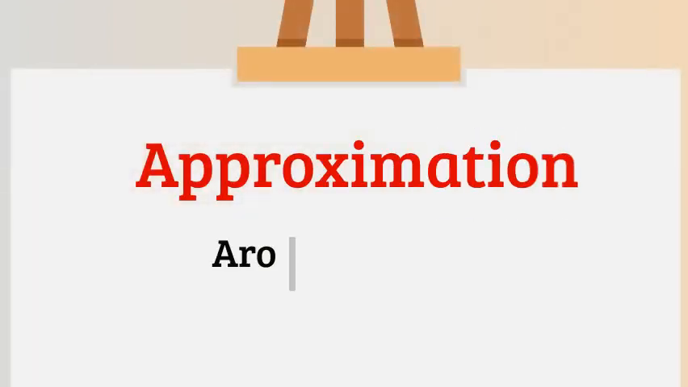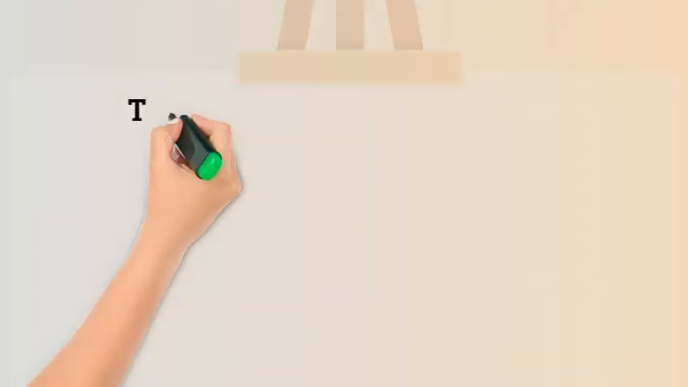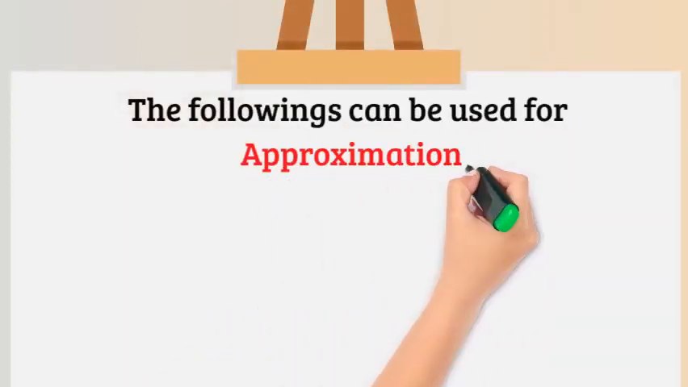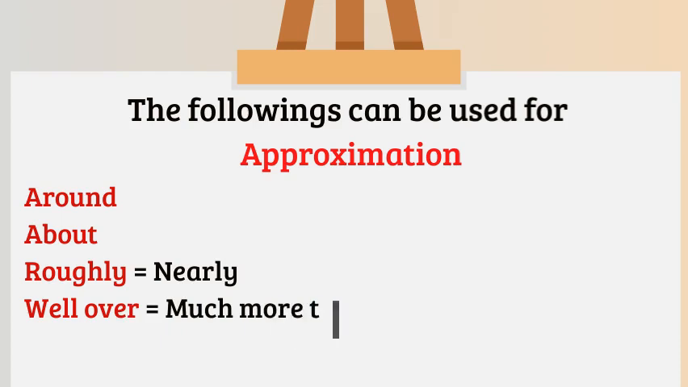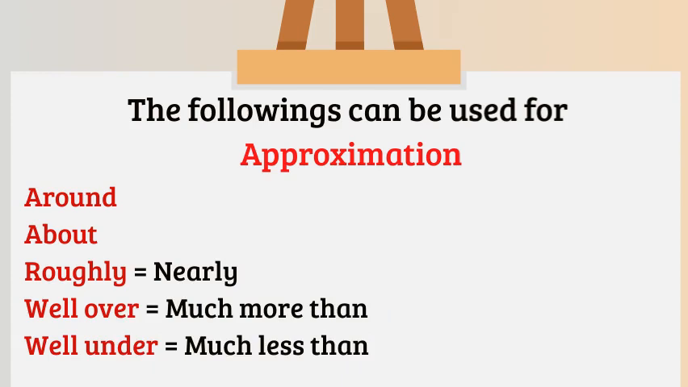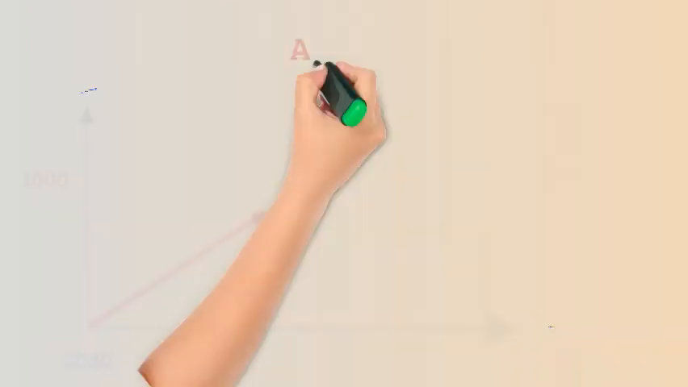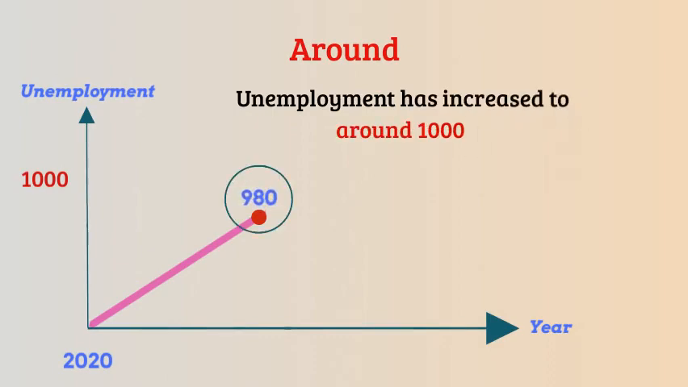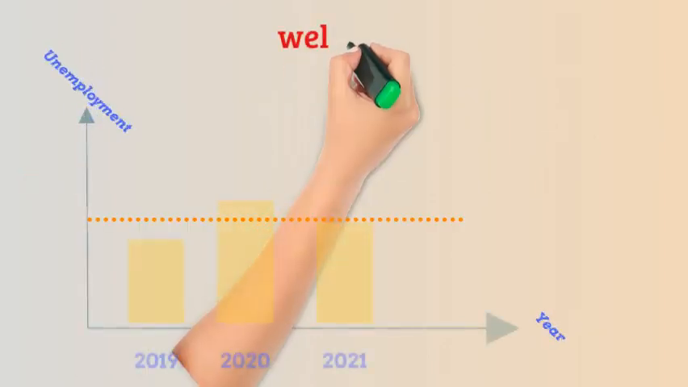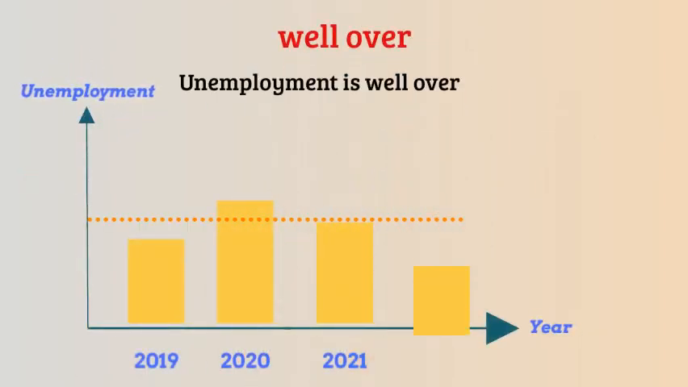Approximation. Around a point. The followings can be used for approximation: around, about, roughly, means nearly; well over, means much more than; well under, means much less than. Around. Unemployment has increased to around 1,000 in year 2021. Well over. Unemployment is well over 1,000 in year 2022.